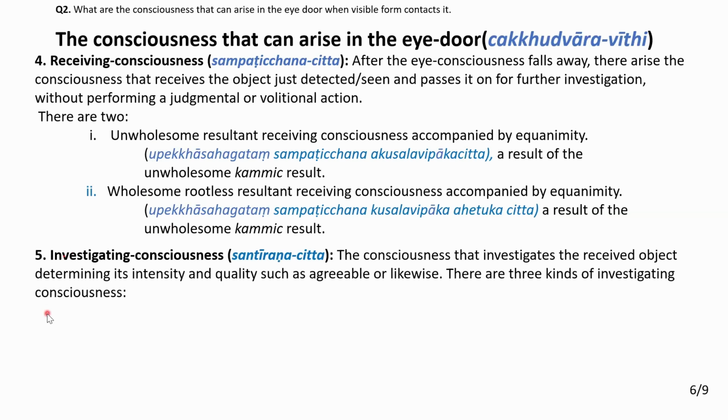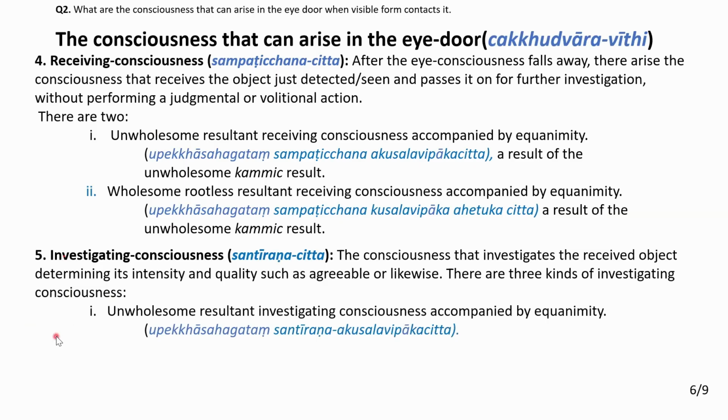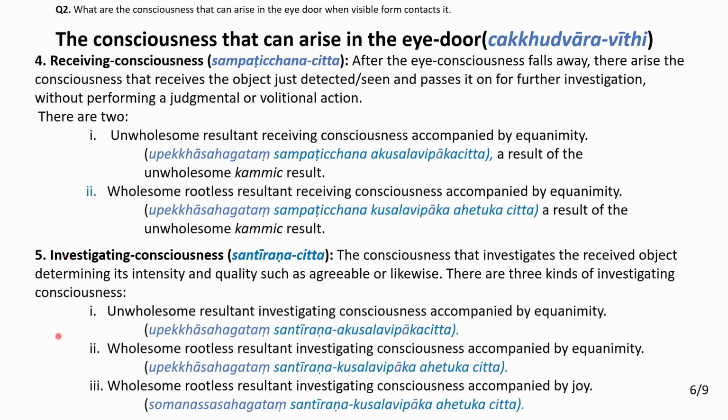5. Investigating consciousness, Santirana Citta. The consciousness that investigates the received object and determines its intensity and quality, such as agreeable or likewise. There are three kinds of investigating consciousness. One is the unwholesome resultant investigating consciousness accompanied by equanimity, then the wholesome rootless resultant investigating consciousness accompanied by equanimity, and the next is the wholesome rootless resultant investigating consciousness accompanied by joy.